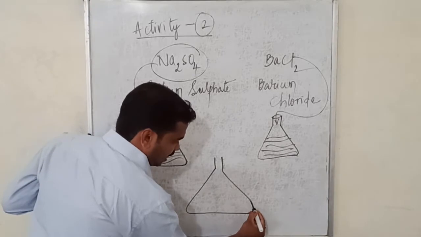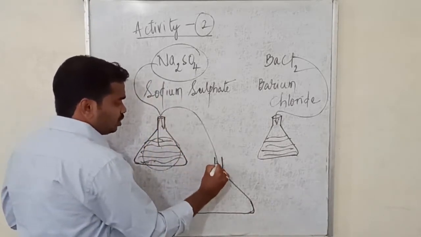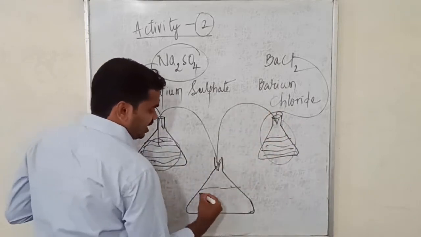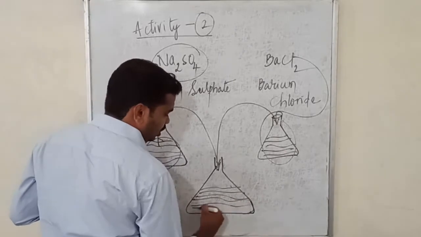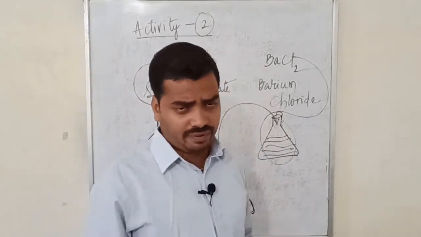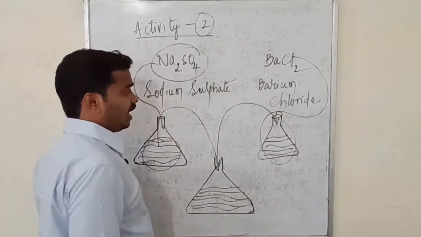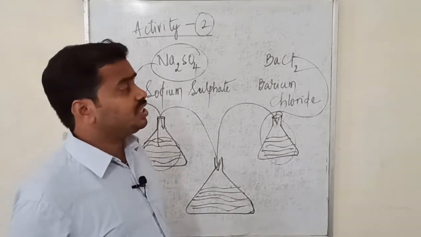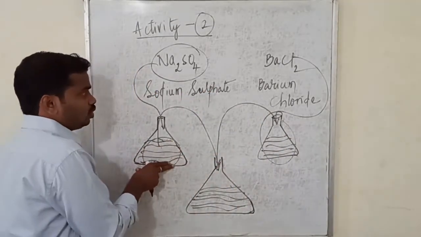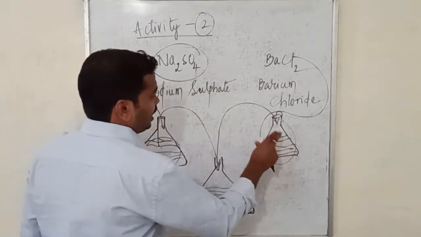The conical flask, and what you do, you take this entire solution into this flask, and you start mixing them. Mix them thoroughly by shaking the conical flask, or you use a glass rod, whatever. You mix this solution perfectly such that there will be a reaction which happens between these two solutions, sodium chloride solution and sodium sulfate solution and barium chloride solution.